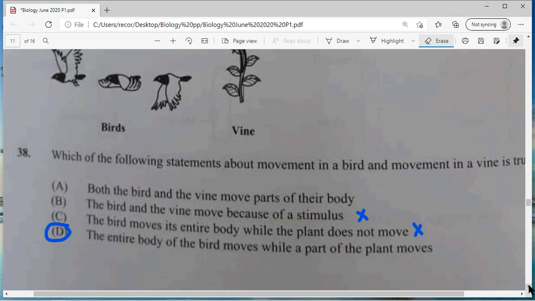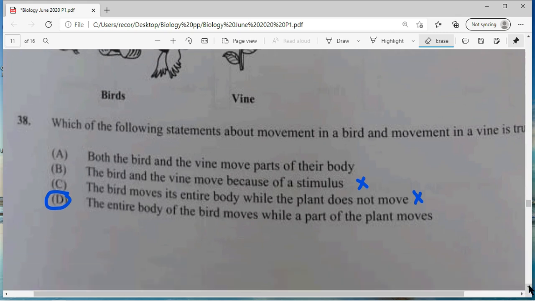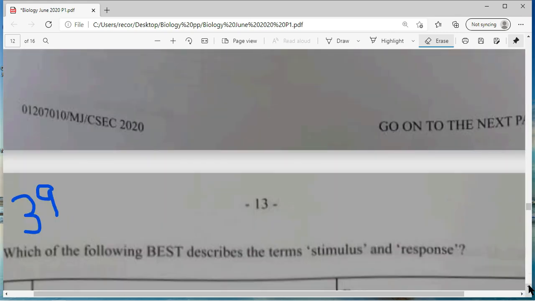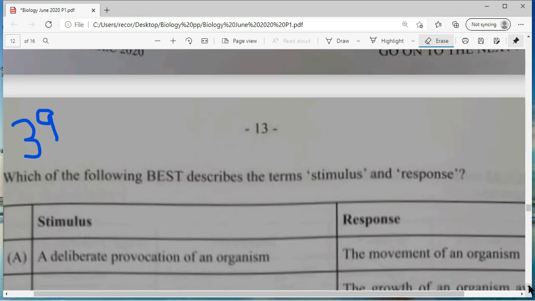So D being our answer for 38, and we will always remember that plants tend to move, not locomote, because they are not displaced from where they are planted. However, the animal, they will move from one place to another to find food, mate, and all these fancy stuff.